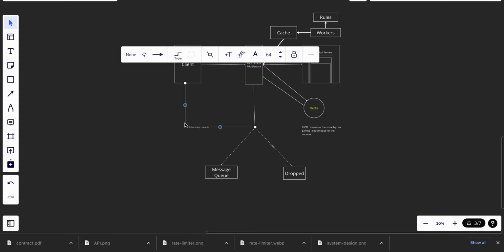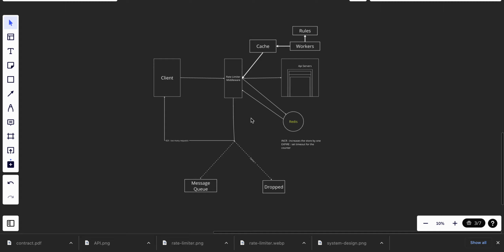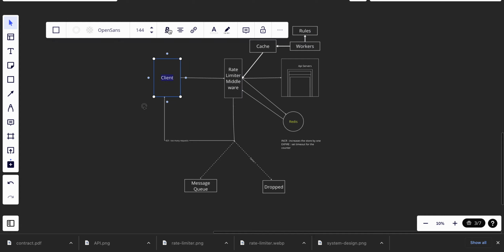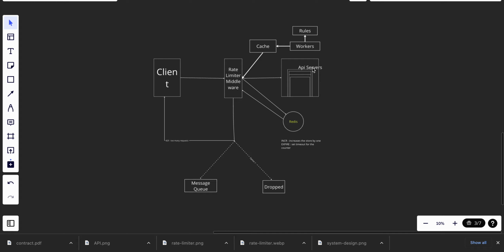Okay, while working in a distributed environment, can we make this one thicker? Yeah. Okay.